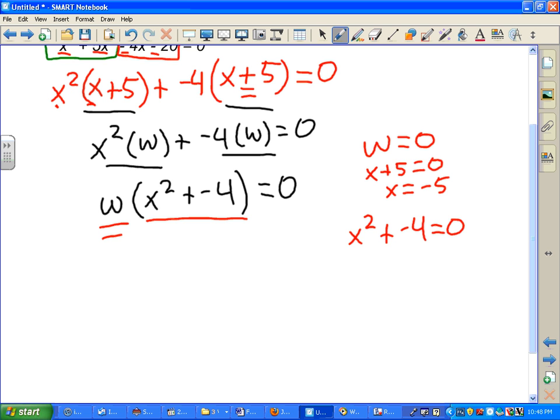Right? Well, there's one answer. Now I solve this one. Okay? Add 4 to both sides. X squared equals positive 4. Take the square root of both sides. X equals plus or minus the square root of 4. So x equals positive 2 and x equals negative 2.